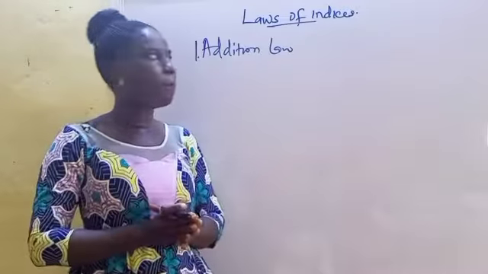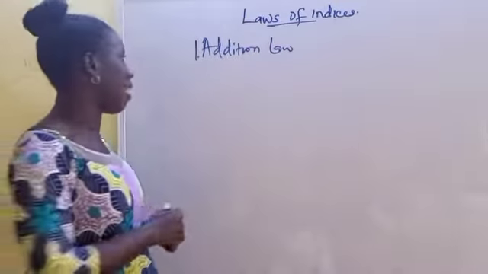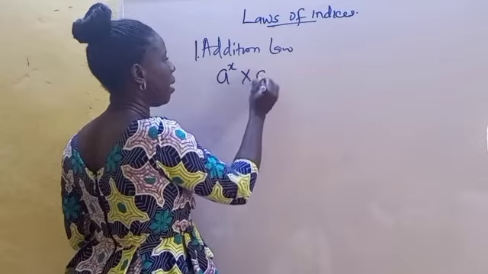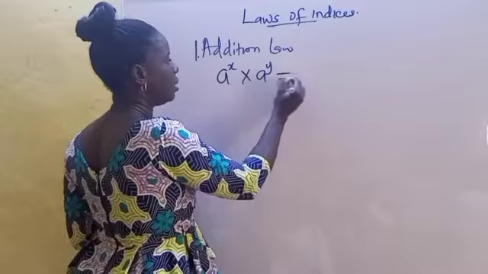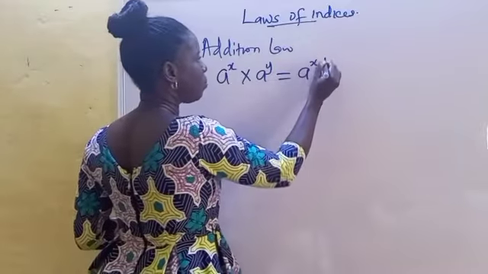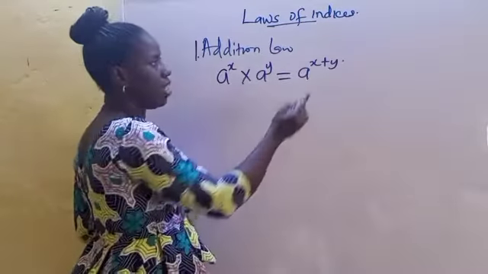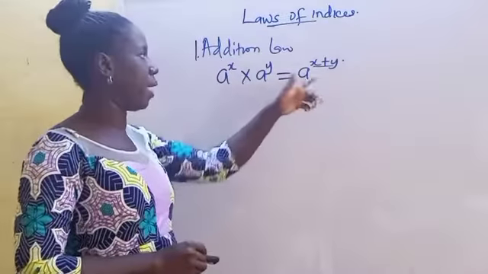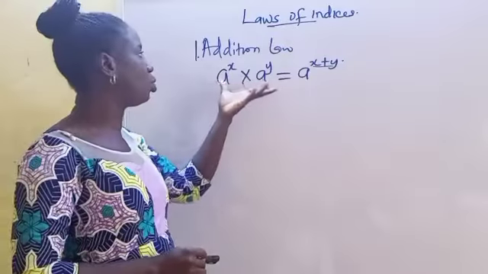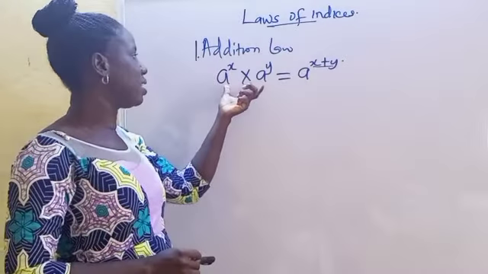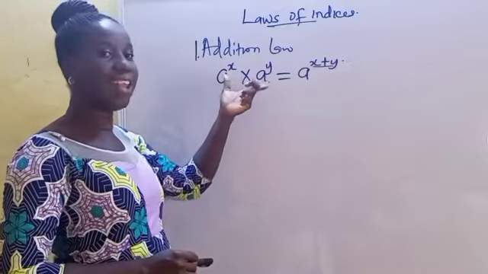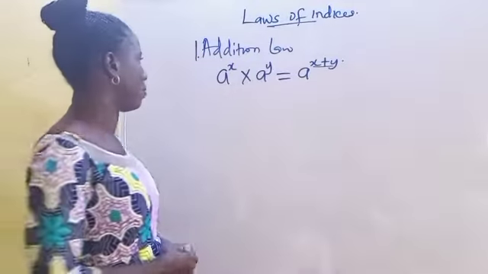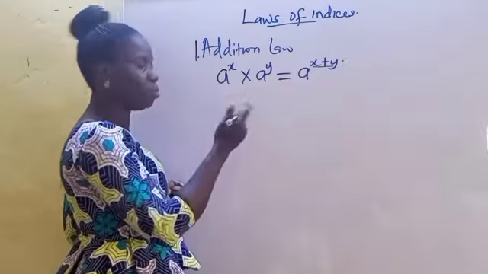Now, the addition law is simply written like this: a^x multiplied by a^y is equal to a^(x+y). This is where the indices addition law applies. It means that when you have two indices like this, you actually add up the index. So let's see if this is true.